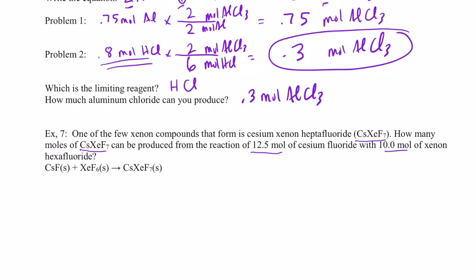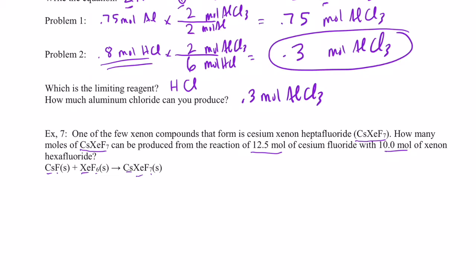All right, welcome back. Now first of all, did you remember to balance the equation? We have to always start with a balanced equation. So let's take a look. We have 1 cesium on both sides. We have a fluorine here and 6 fluorines there for a total of 7. So that balances. And 1 xenon on both sides. Well, hey, that equation balances quite nicely. It's a 1 to 1 to 1 mole ratio.